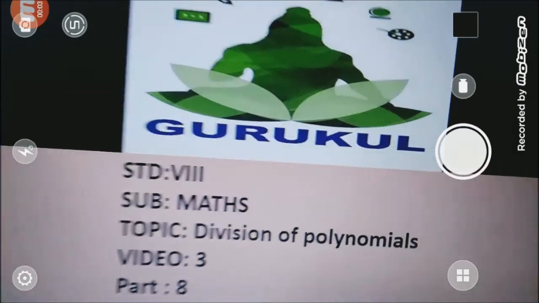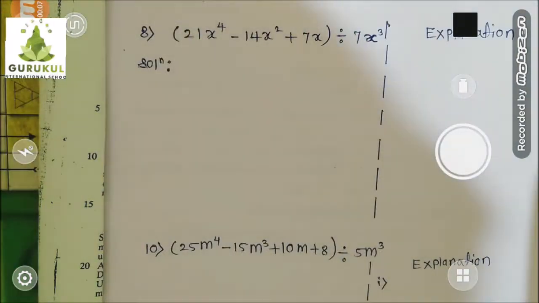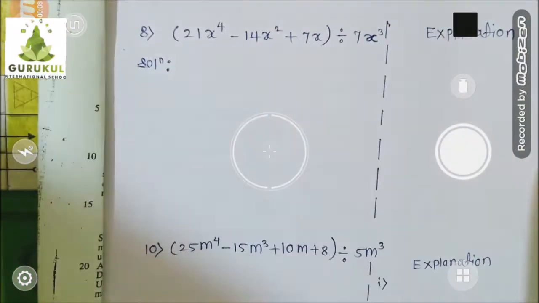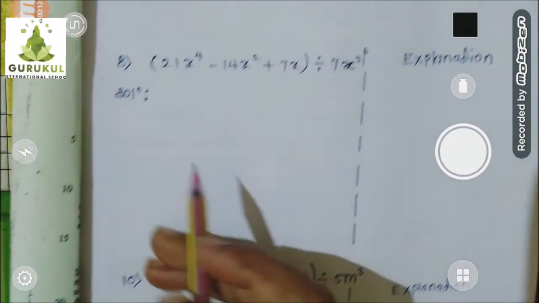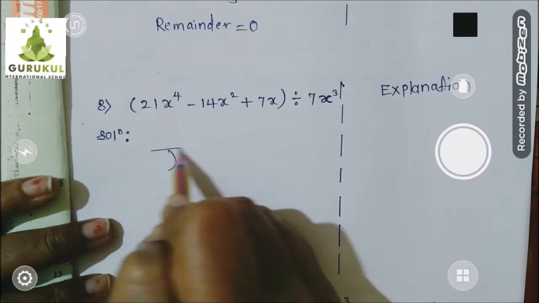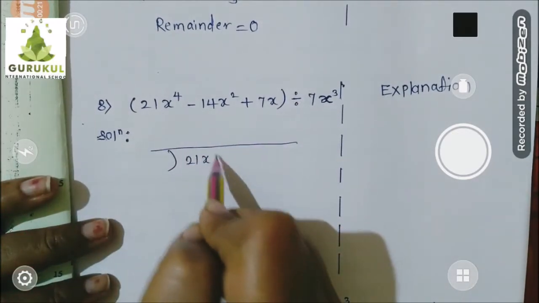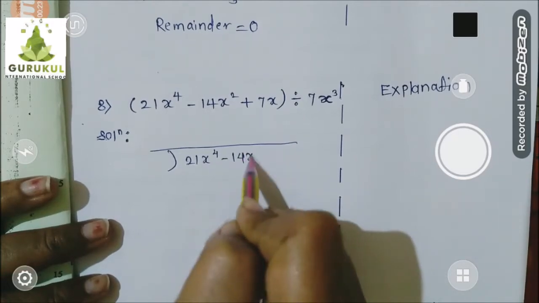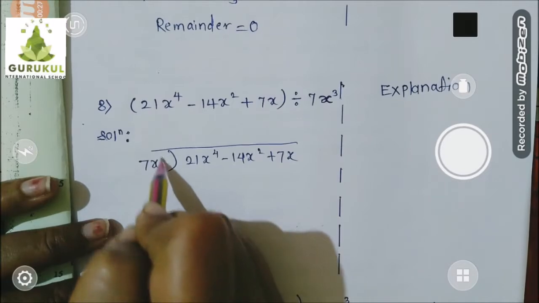Welcome back, children. Let's take one more example, the 8th one. Okay, so let's start the division. This I will write as the dividend. This I will write as the divisor.